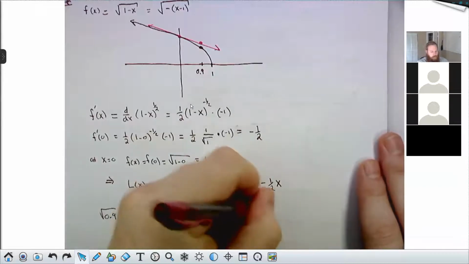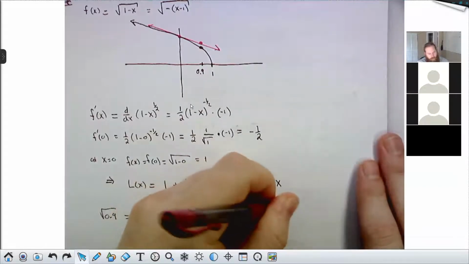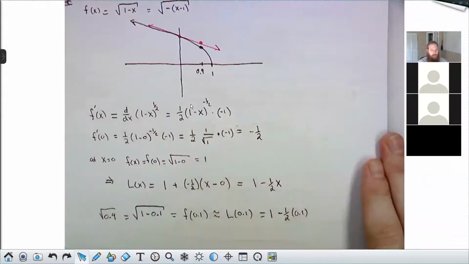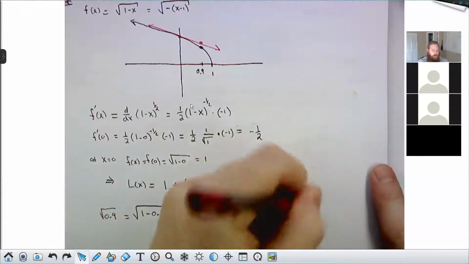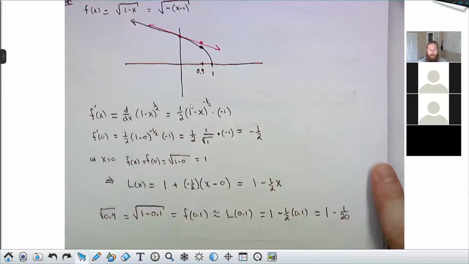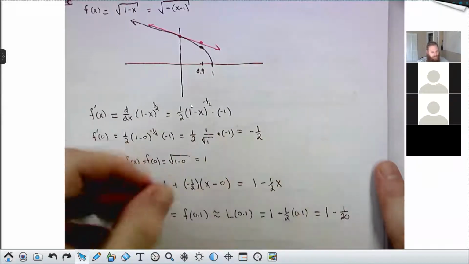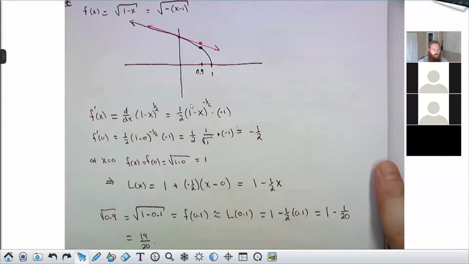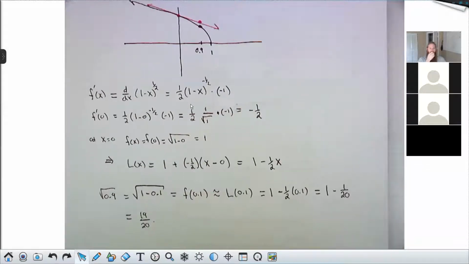L of 0.1 is exactly 1 minus 1/2 times 0.1, which is 1 minus 1/20th, because 0.1 is 1/10, and 1/2 times 1/10 is 1/20th. And this is 19/20ths. So the square root of 0.9 is pretty close to 19 over 20.